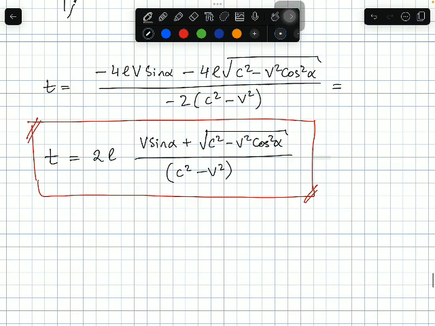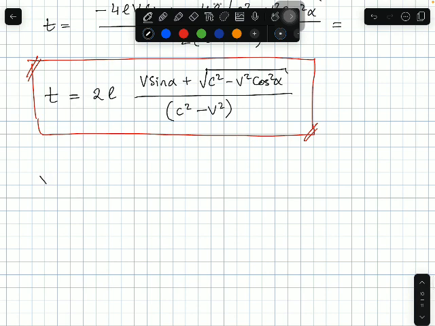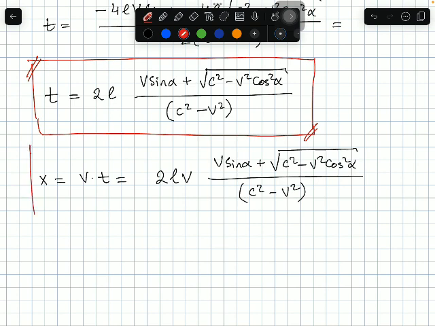This is the time that passes until the driver hears the echo. The distance traveled is very easy. It's just the velocity times t. So it's exactly the same as above, just the velocity multiplied by the time. So this is our final result for the distance.